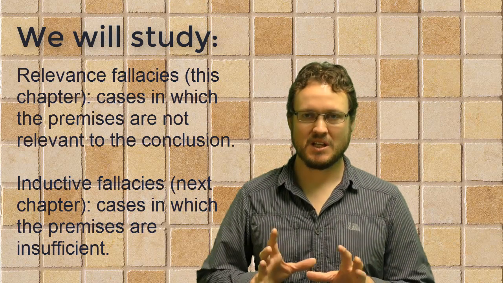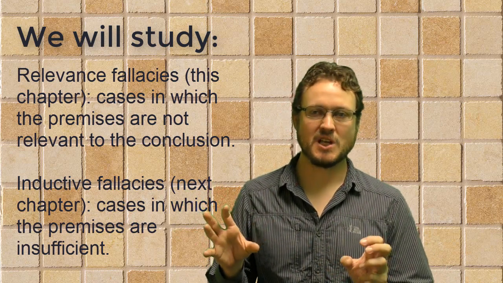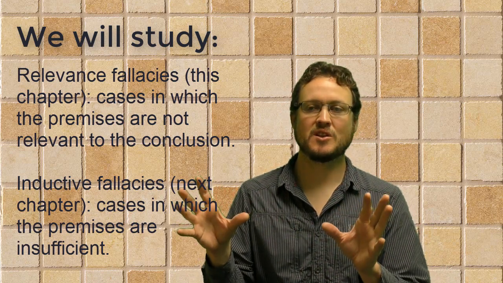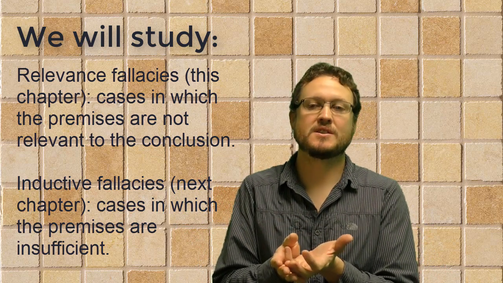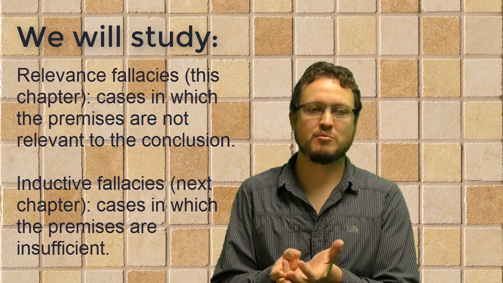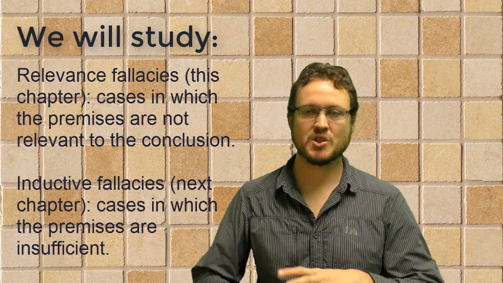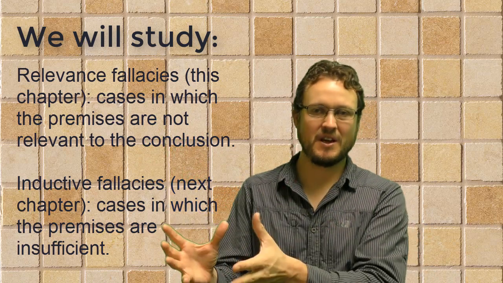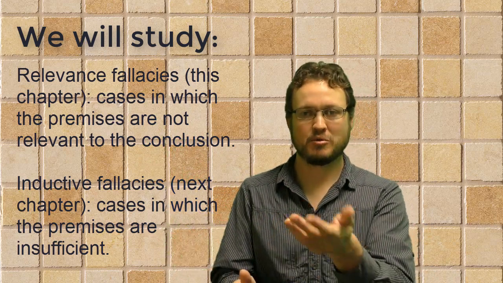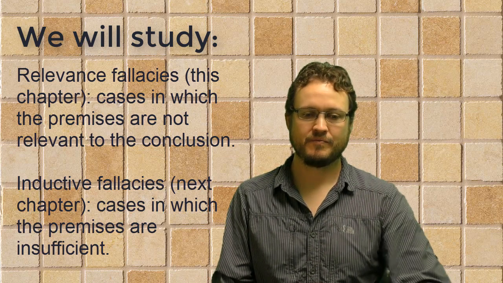Now, chapter 6 deals with relevance fallacies. What that means is the topic of relevance. So these are fallacies of relevance. In other words, they're actually irrelevant. They happen when the premise is irrelevant to the conclusion. So we class them as relevance fallacies, but they happen when the premise is not relevant to the conclusion.